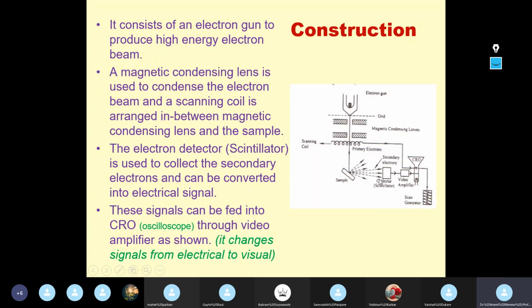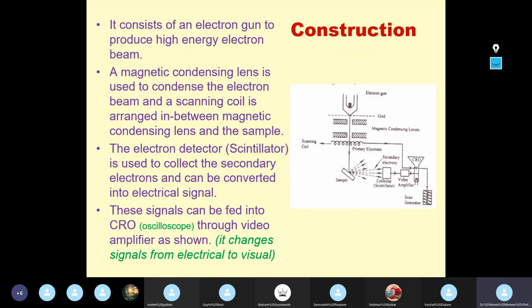The electron detector is used to collect the secondary electrons. As I stated, this electron collector is positively charged, so the negatively charged secondary electrons generated from the sample will be collected, which is called a scintillator. It is used to collect these secondary electrons, and then they are passed on to the amplifier. Whatever electron signal is collected is amplified.